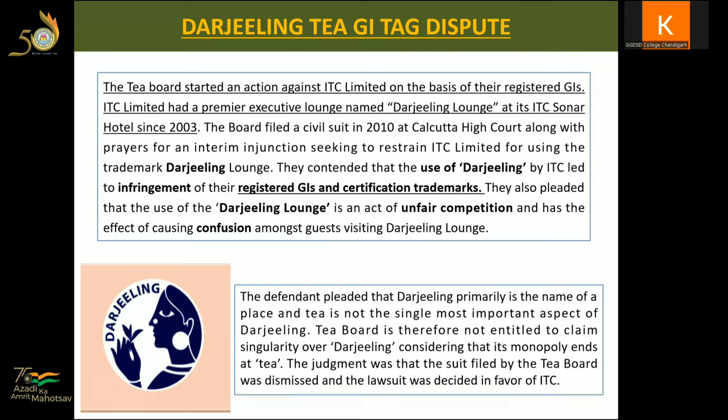Now, they went to the court, but the court gave the decision in favor of ITC Limited. Now, why? Because this word Darjeeling is given a trademark or a direction only with respect to tea, not with respect to the other aspects. So they say that it is not going to create any sort of confusion, whereas the Tea Board was saying that it is creating confusion and trying to make use of our name in order to get the business. No, it is not happening. So the court said that it is not creating any confusion. It is not selling tea, but they have just named the lounge Darjeeling Lounge because they have launched it in the marketplace to attract the customers.